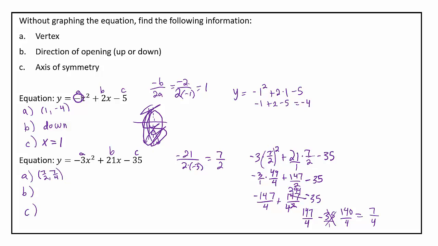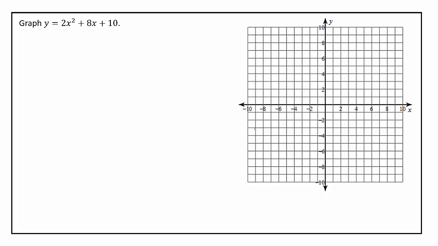So what's important is I squared by squaring the top and bottom. When I multiplied, I put over 1. When I had to go to add, I had to use common denominators. So we want to make sure to remember to do all those things. This one also opens down because of this negative. And the axis of symmetry is x equals 7 halves. So that would be, if it asks us for that information without graphing, that's how we go about it. Now let's graph a couple more. We've got 2x squared plus 8x plus 10.